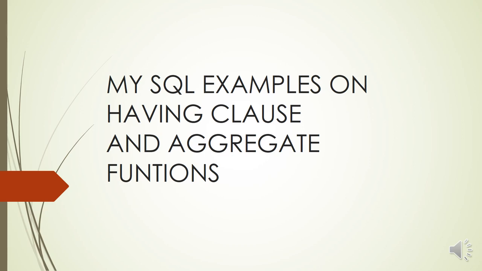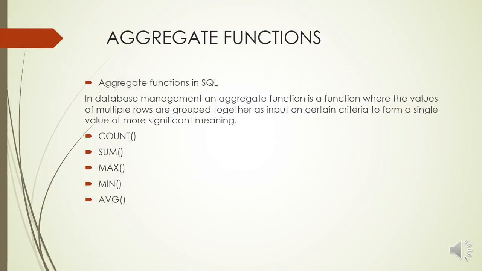MySQL example on HAVING clause and aggregate functions. Aggregate functions. In database management, an aggregate function is a function where the values of multiple rows are grouped together as an input on certain criteria to form a single value of more significant meaning. The examples are shown below.